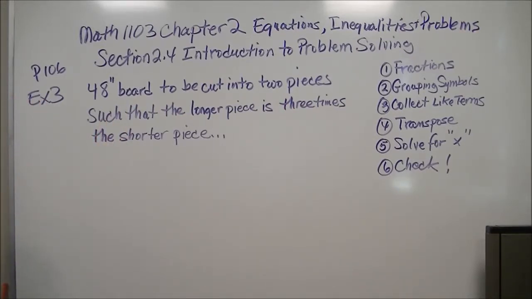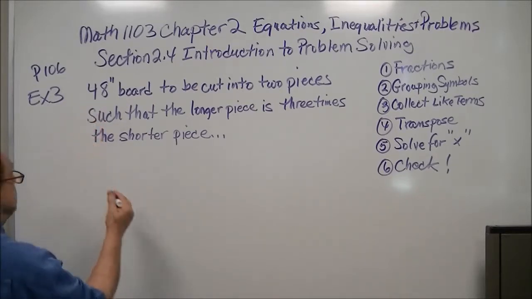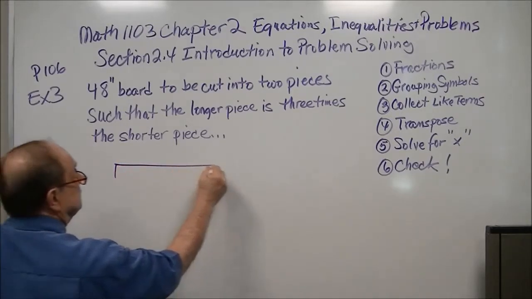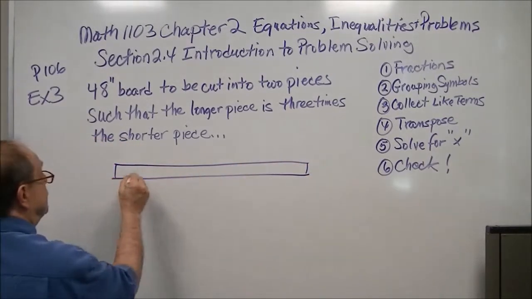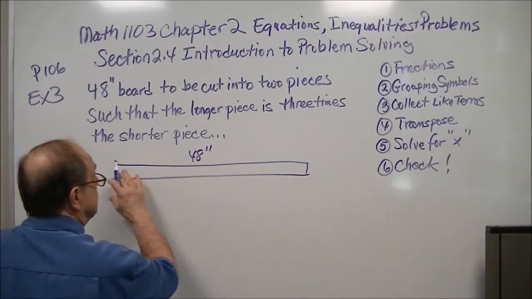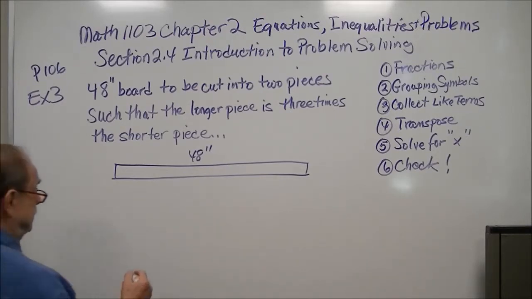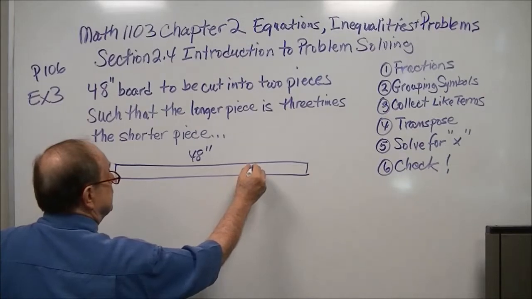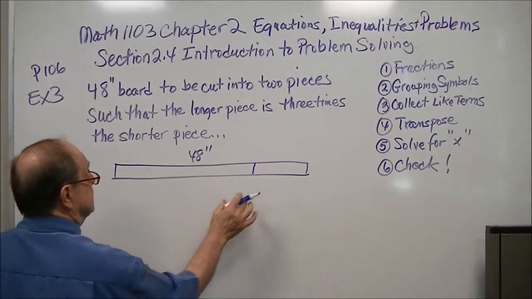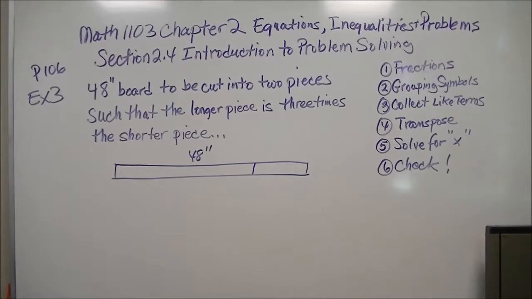So what strategy? Well, again, you may read it again. You know that you have a 48-inch board, so you might want to make a little picture of that 48-inch board. So there's the total length. Now you're going to cut it, and there's going to be a short piece and a long piece. So let's say this is the long piece and this is the short piece. And now you're going to put information into that.